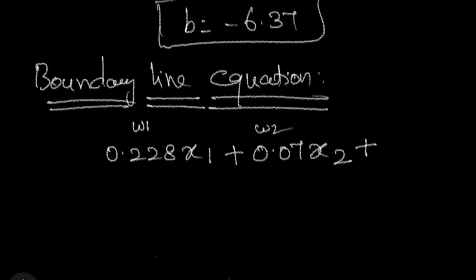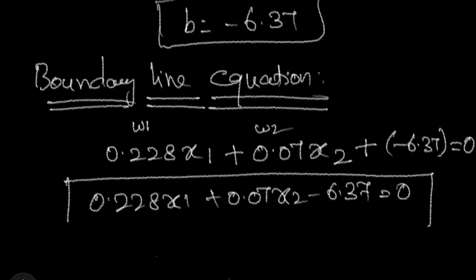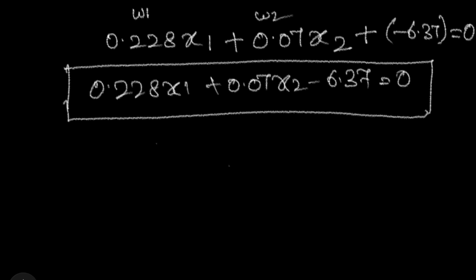plus B, right? W1 x1 plus W2 x2 plus B equals 0. That is the boundary line. I'm just substituting the values on it. So the value of B is minus 6.37 equals 0. Since it's a boundary line, we have the value 0 on the right hand side because it doesn't have any labels to classify. So now if I write this, 0.0284x1 plus 0.07 x2 minus 6.37 equals 0. This is the final boundary line equation which I have derived from the given data set.